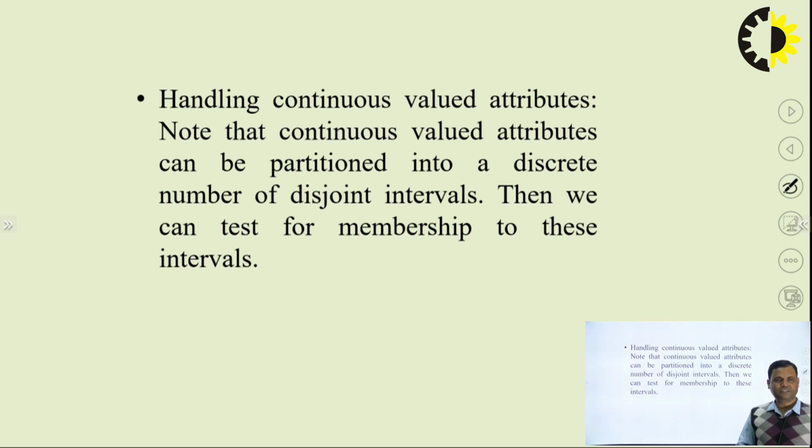The next issue in decision tree learning is handling continuous valued attributes. Note that continuous valued attributes can be partitioned into a discrete number of disjoint intervals. A continuous valued attribute will be split at a decision node into sub nodes. Then we can test for membership in these intervals. So these are the three different types of issues in decision tree learning.